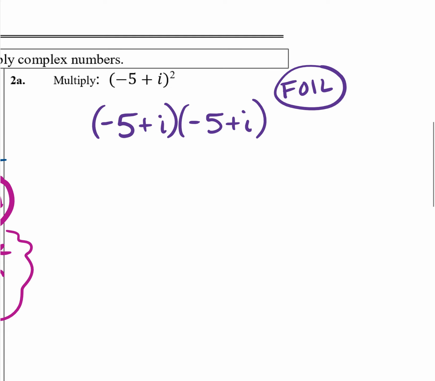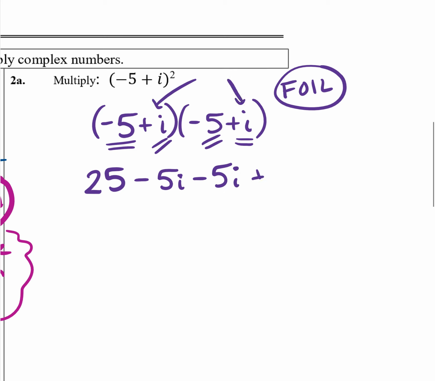So I'll do the first term times the first term. Negative 5 times negative 5 is positive 25. And then we do the outer times the outer. Negative 5 times i is negative 5i. And then we do the inner times the inner. i times negative 5 is negative 5i. And then the last times the last, i times i is an i squared. So that looks about right.